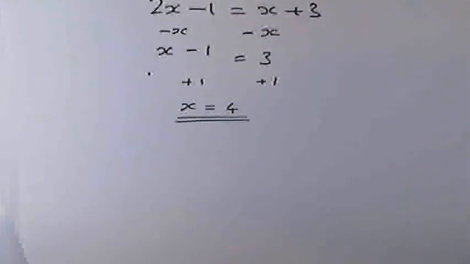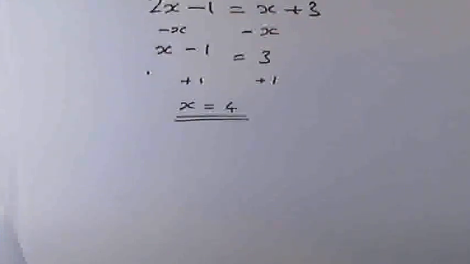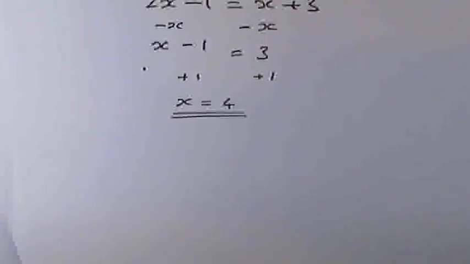And that's it. So when you have equations with unknowns on both sides, then just get rid of one of the unknowns on one side. That's it. That's all you have to do.